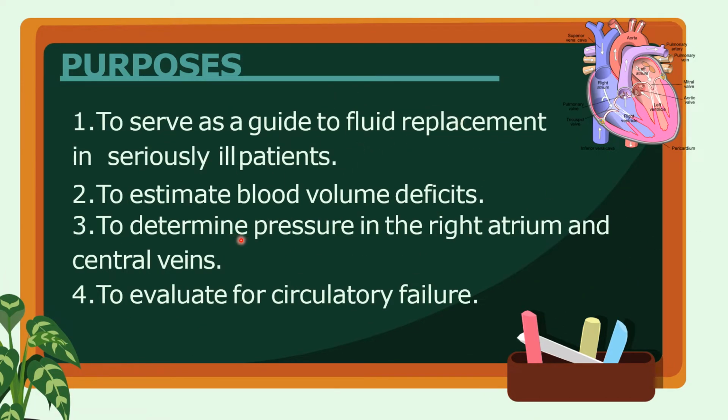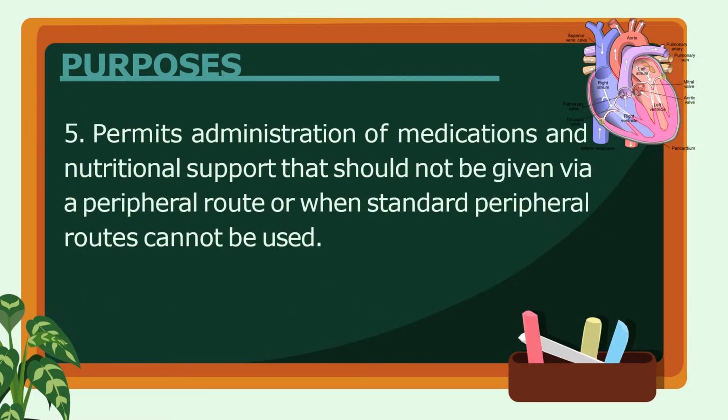The following are the purposes for using central venous lines. The first one is to serve as a guide to fluid replacement, particularly in seriously ill patients. Also to estimate blood volume deficits and to determine pressure in the right atrium and central veins. Likewise, to evaluate for circulatory failure. Central venous lines also permit administration of medications and nutritional support that should not be given via a peripheral route or when the standard peripheral routes cannot be used.